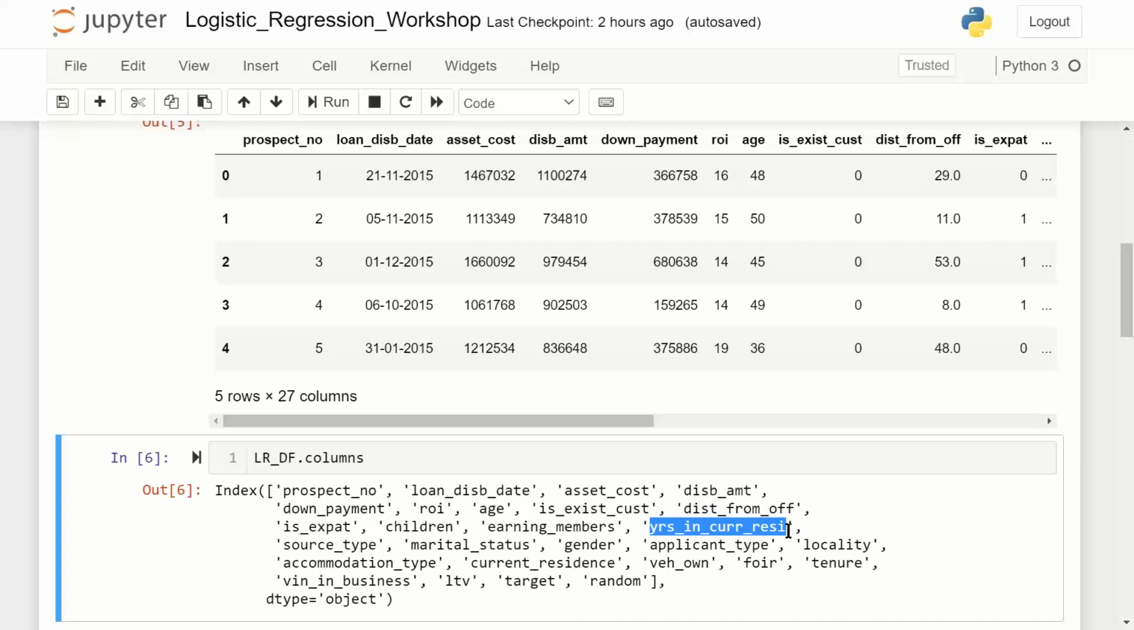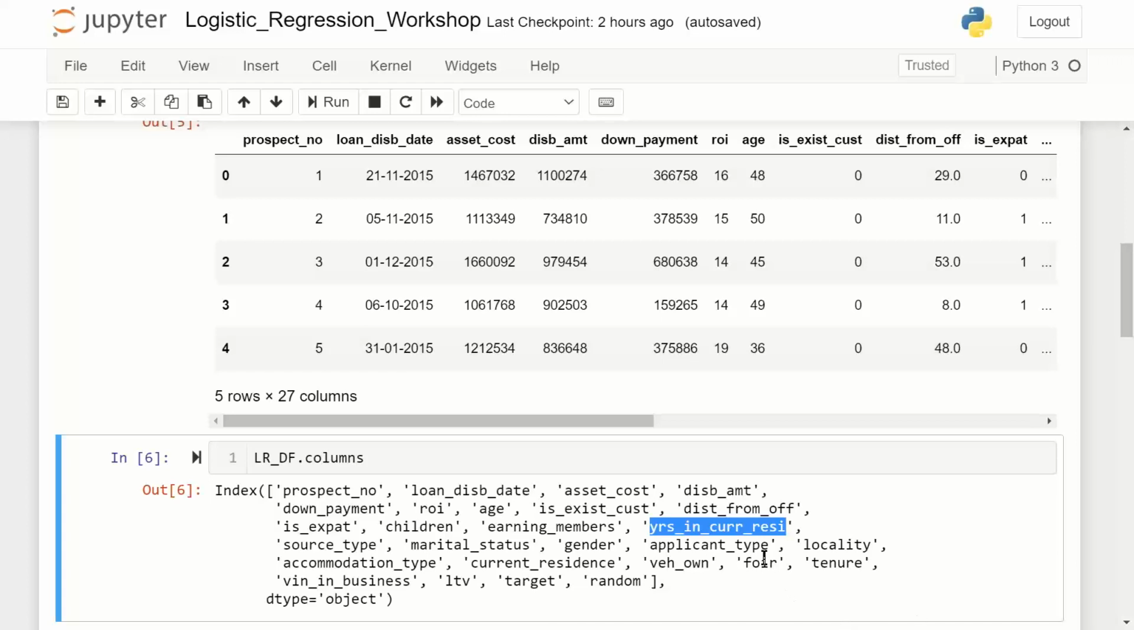So my hypothesis is, for a person in a given locality, the longer the tenure, the longer the duration, the fewer the chances that the customer is going to default. The higher the residence stability, the less likely the customer is going to default, is my hypothesis.